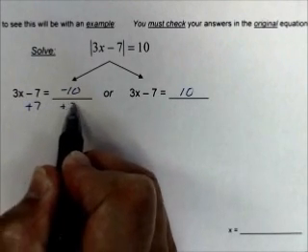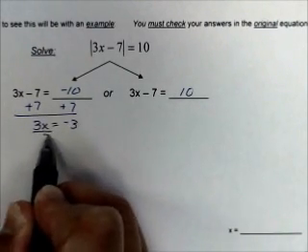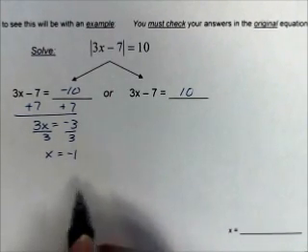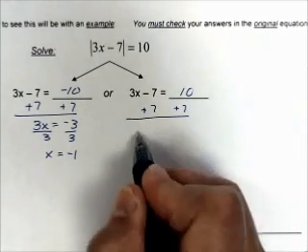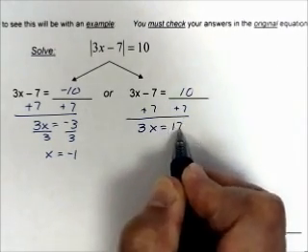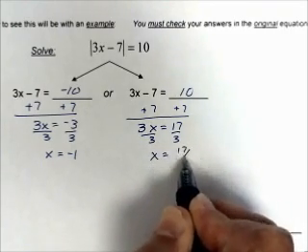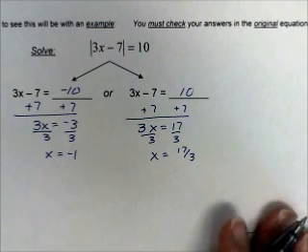Add 7 to both sides here. 3x is equal to -3. Divide both sides by 3. X equals -1. Add 7 to both sides of the equation here. 3x is equal to 17. Divide both sides by 3. And x is equal to 17/3. And we're fine with leaving the fraction 17/3.